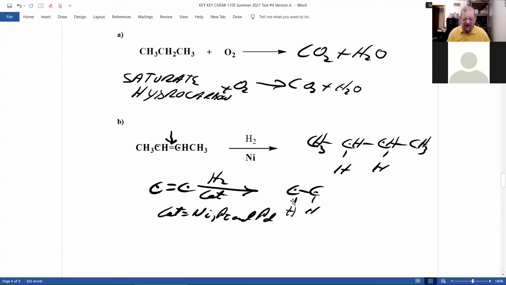You break one of the bonds in each carbon of the original alkene, double bond, gets a hydrogen. Carbons that are attached to each other stay attached, and that's what you get.